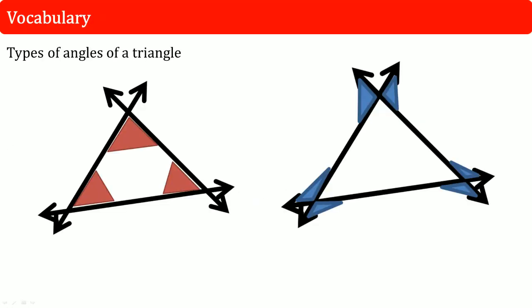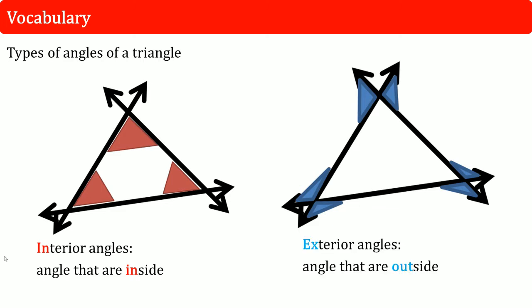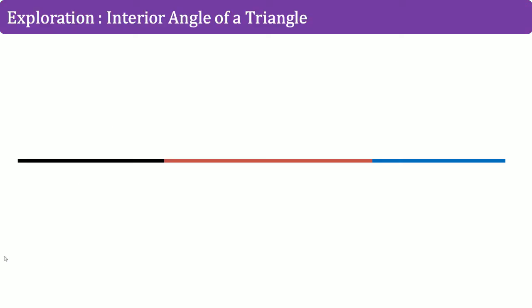So we'll start off with some vocab here. There are two types of angles inside a triangle. The red ones are on the inside and the blue ones are on the outside. We have some names for them. If they're on the inside, we call those interior angles, and the blue ones represent the angles on the outside, or the exterior angles, because they're on the outside. Make sure you're able to distinguish between those two. So let's explore the interior angles now.